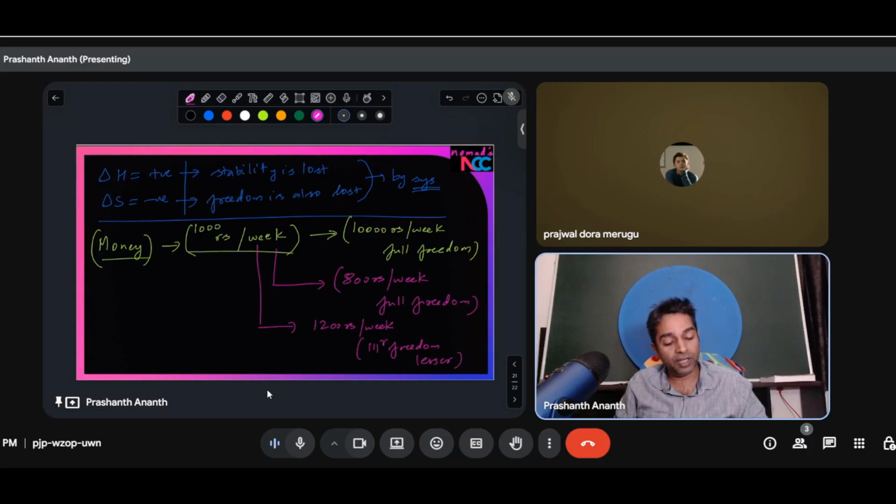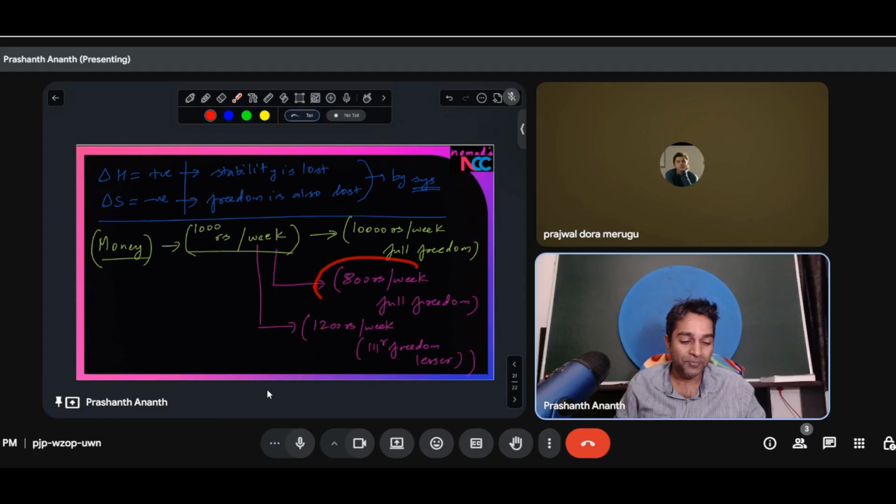Obviously, again, you'll have to think. Depending on what habits you have, you'll have to decide what you're going to be looking at. For instance, in this case, if you are going to be someone who is some kind of a rowdy in the class, who has gotten into some bad habits, like say alcohol, then you would prefer this option over here, 800 rupees per week but full freedom.